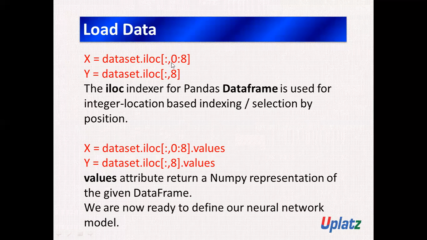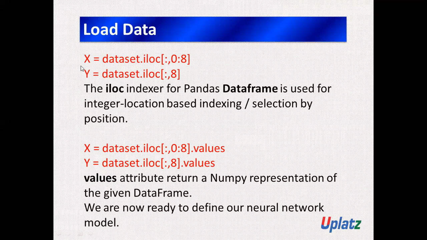This first part is related to the rows. It means you want to access all the rows of the 0 to 7th columns. The 8th column will not be included. So dataset.iloc takes all the rows of the columns from column 0 till the 7th column, and the result of this you are assigning to X.